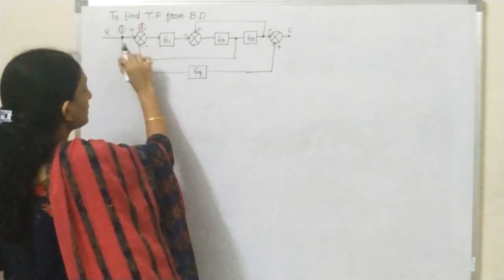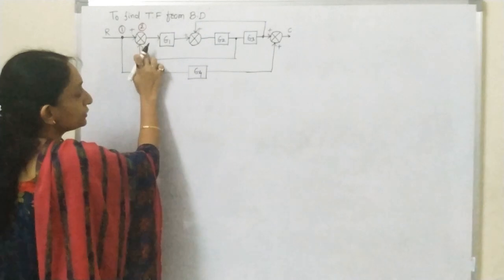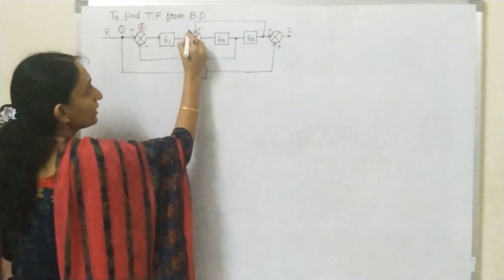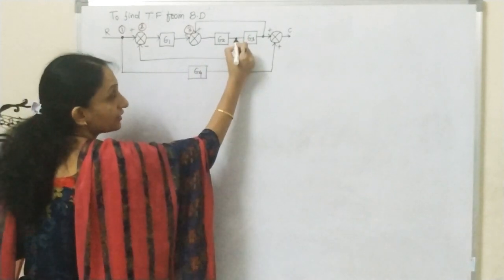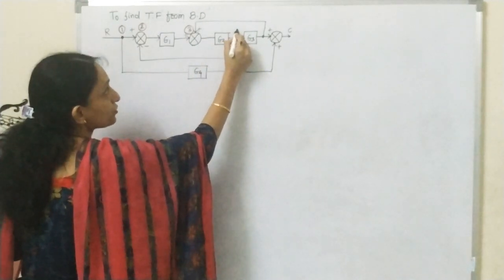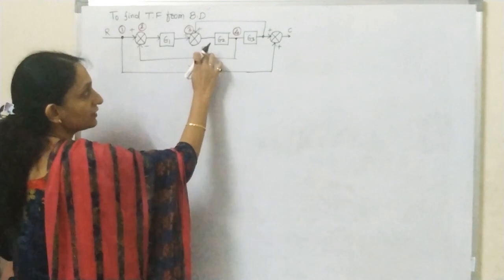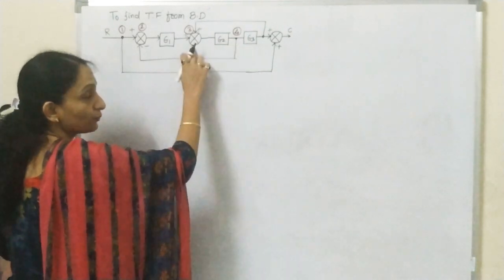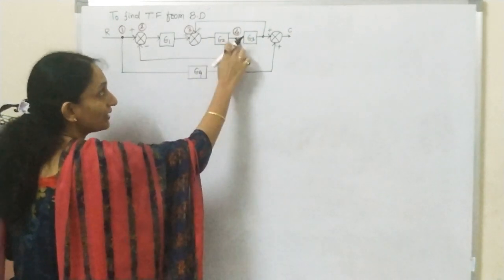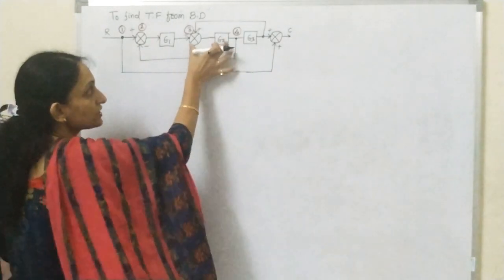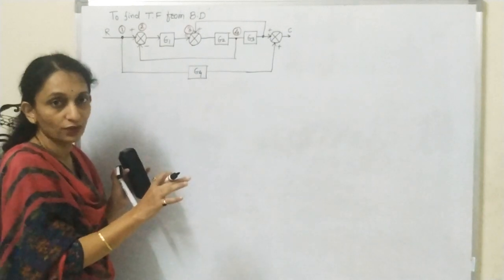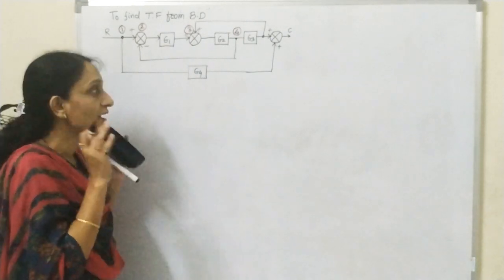Now here, node number 1, node number 2, then again a summing point, so I will consider this as node number 3, then gain, then this takeoff point is node number 4. In between node number 3 and 4, gain G2 is there. So we need to consider these two as separate nodes. We cannot consider these two as a single node.